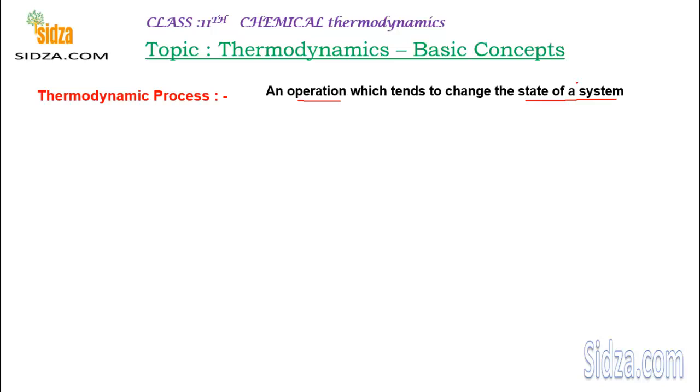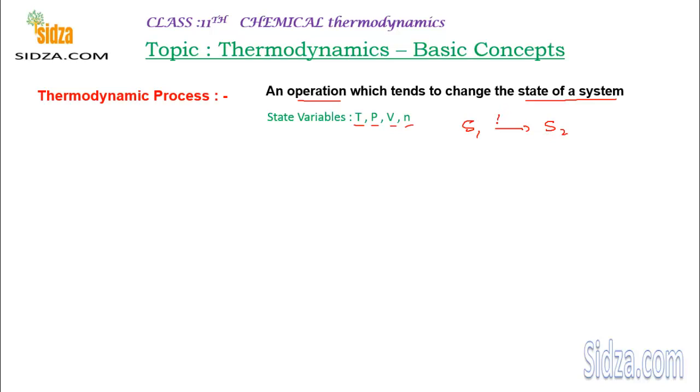We have learned in our previous video how we express the state of a system, right? We have learned that the state of a system we express in terms of certain variables called state variables, like temperature, pressure, volume, or the number of moles, right? For example, if we have a system in state 1 and that state changed to the second state, right? There's a change in the state of a system.